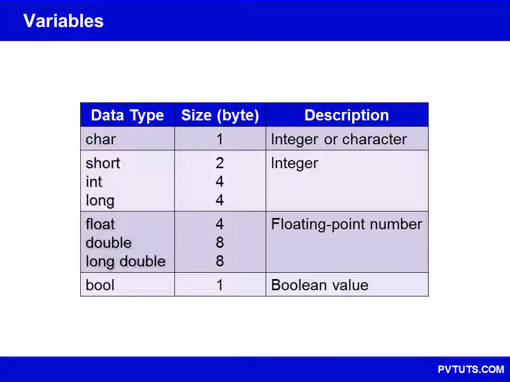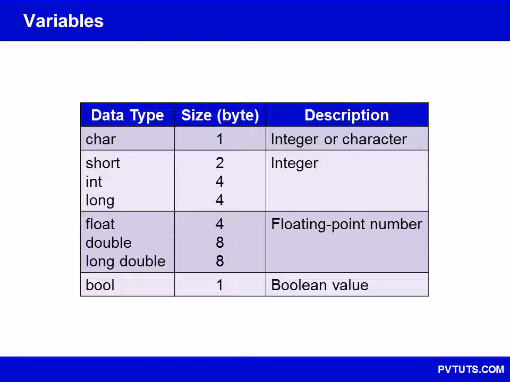The float, double, and long double types are floating point, or real number types. The char type holds a single character, and the bool type contains either a true or false value. In C++, the exact size and range of the data types are not fixed. Instead, they are dependent on the system for which the program is compiled.